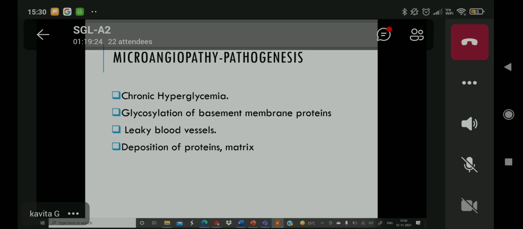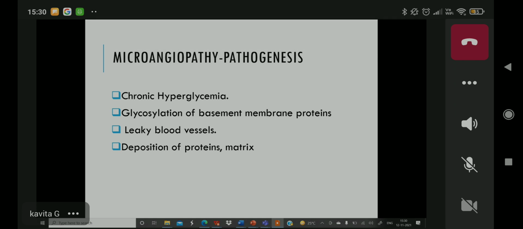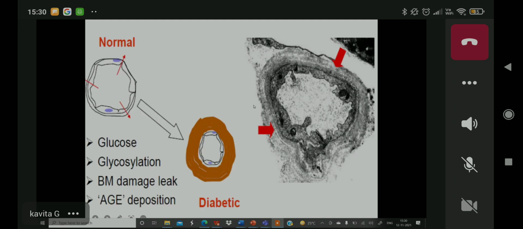So, to summarize, what is happening in the smaller blood vessels? You have chronic hyperglycemia. Your basal membrane proteins are going to be glycosylated because the glucose in the bloodstream is interacting with all the proteins here and there. Your blood vessel is going to be leaky and there's going to be deposition of matrix proteins. So look at this over here. Your vessel is leaky. The glucose results in glycosylation, and you have your advanced glycation end product release.